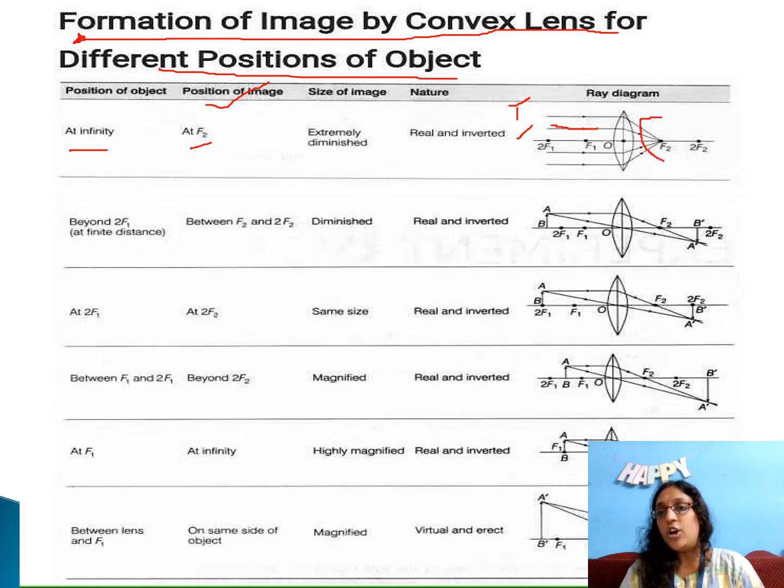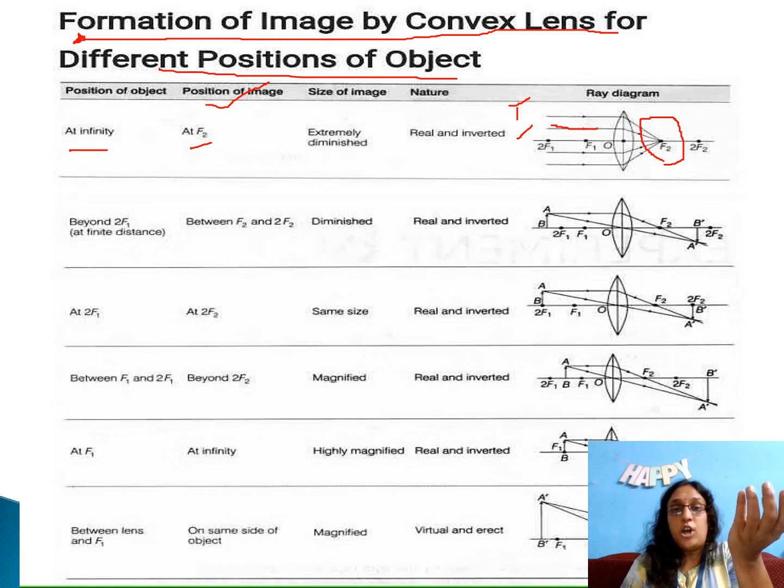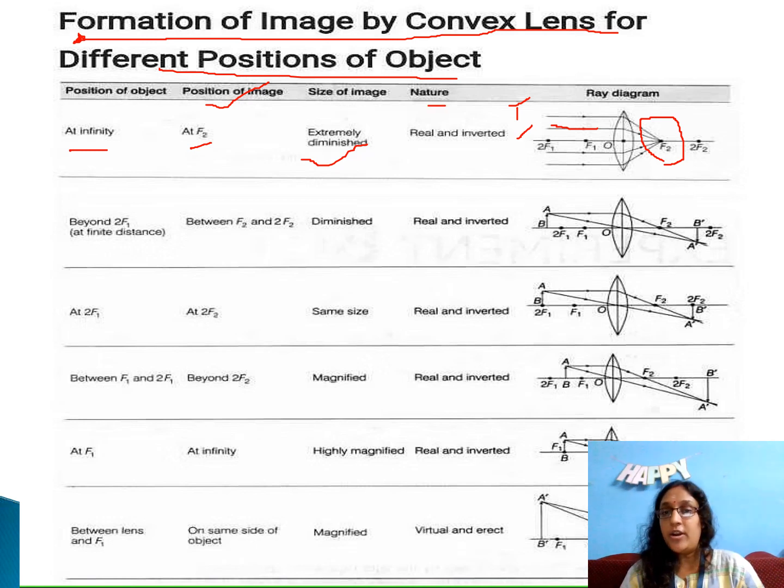Here only your position of the image is found. Got it. Since they don't mention the object position, they are just mentioning F2. That's it, so there you can see the position of the image. And what about the size of the image? Since the object is at infinity, how can we guess the size of the image? It is extremely diminished. And what will be your nature? It is real and it is inverted.